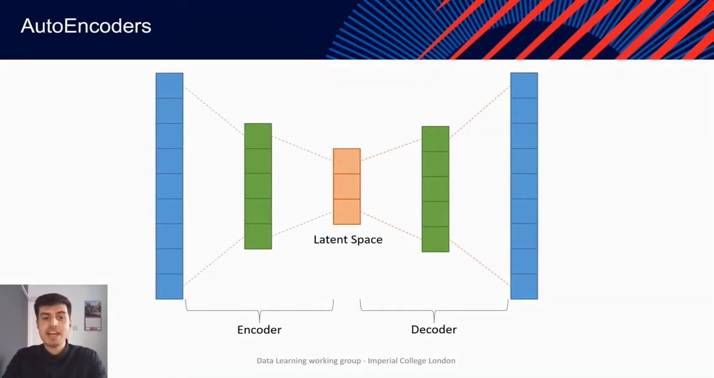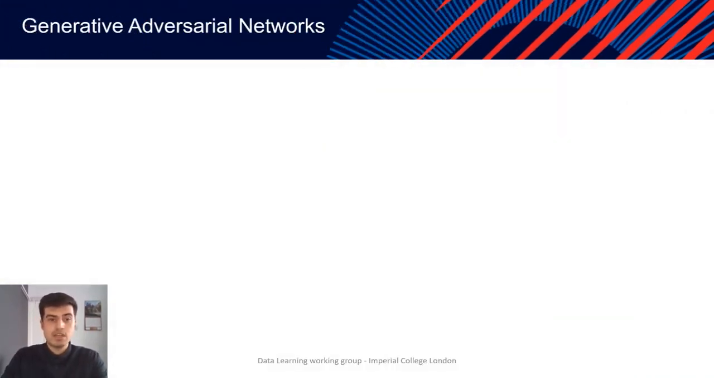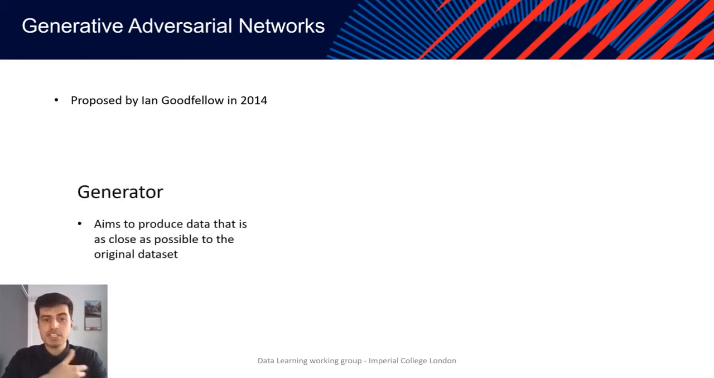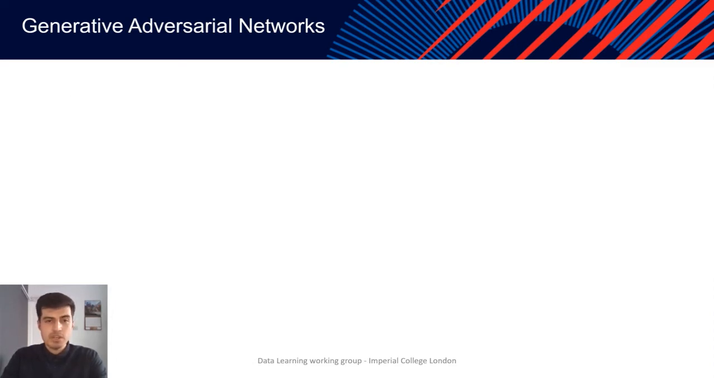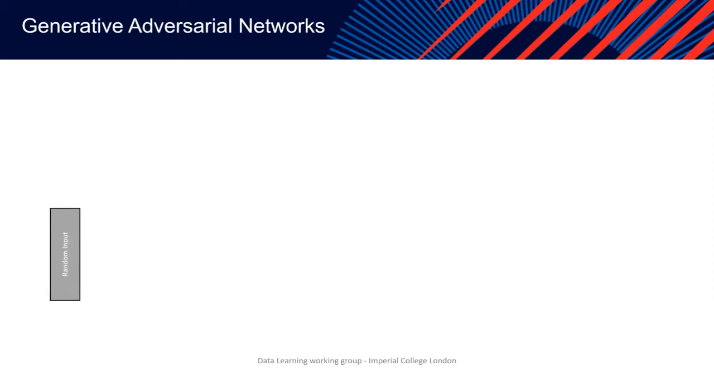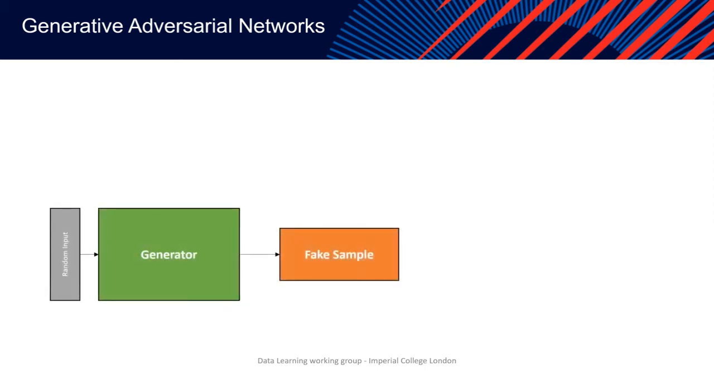Now looking at generative adversarial networks, or GANs. So the architecture was originally proposed by Ian Goodfellow in 2014. It comprises two architectures. We have the generator, which aims to generate a data sample that is as close as possible to the original dataset, and the discriminator, which aims to distinguish between real data and a generated one. A typical training process is as follows. So we'll begin with random noise as input to the generator. This will attempt to generate a fake sample. We feed in random noise to be able to generate a wide range of outputs.